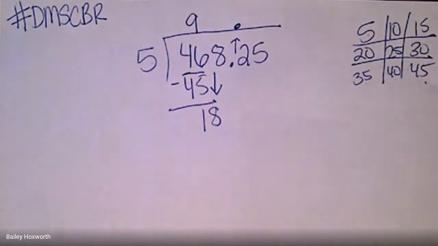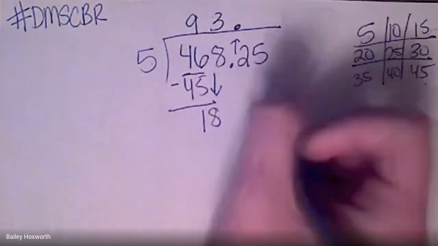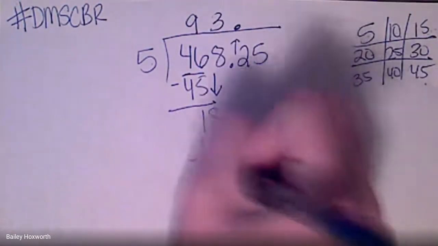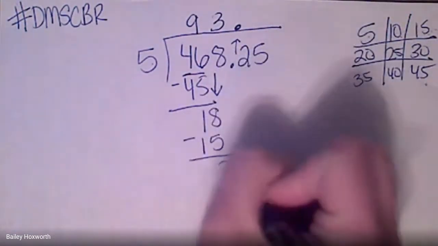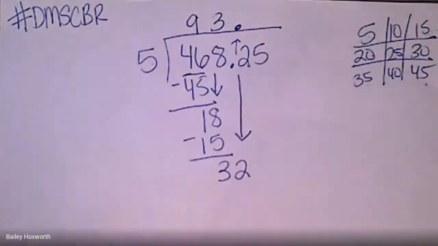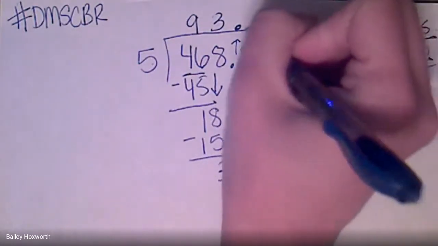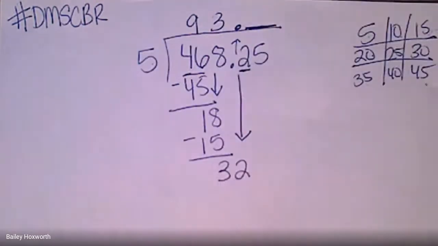How many times can 18 be divided by 5? Looking at my chart, 5, 10, 15, 20. 20 is too big, so it's 15. So 3 times. 3 times 5 is 15. When I subtract, I'm left with 3. Bring down my 2. All right, so here's where we got to watch. This 2 is coming down from this side of the decimal, so your answers are now on this side of the decimal. 32 divided by 5.